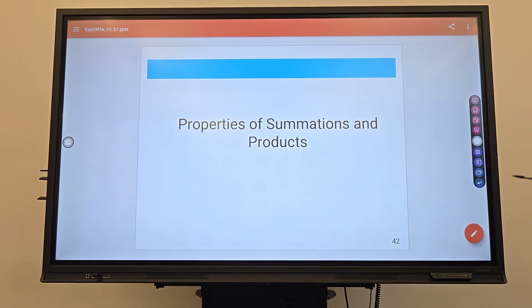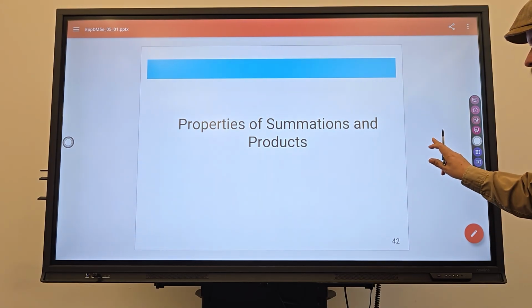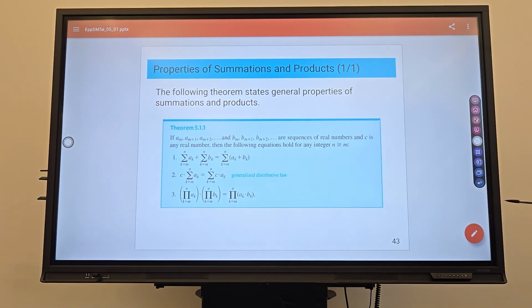Properties of summations and products. The following theorem states general properties of summations and products. If the sequences A and B are sequences of real numbers and C is any real number, then the following equations hold true for any integer n greater than or equal to m.